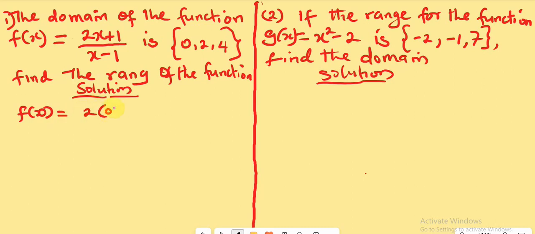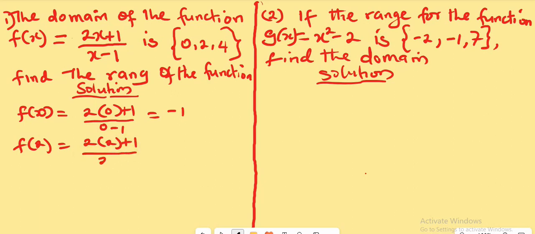2 times 0 plus 1 divided by 0 minus 1. So this is going to give me 2 times 0 is 0, plus 1. 0 minus 1 is minus 1. So plus 1 over minus 1 is going to give me minus 1. Then the second one, function of 2, is going to give me 2 times 2 plus 1 divided by 2 minus 1. So I'm going to have 2 times 2, 4, plus 1 is 5. 2 minus 1 is 1, so I'm going to have 5 here.